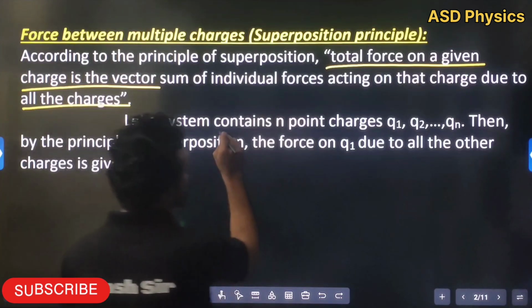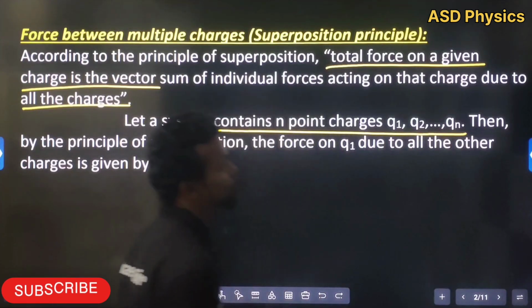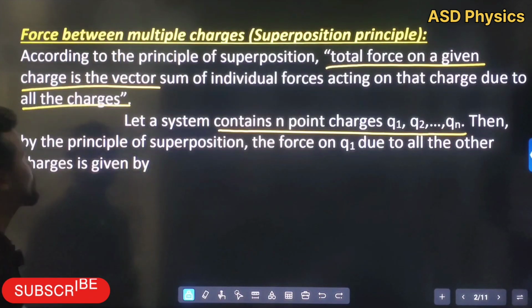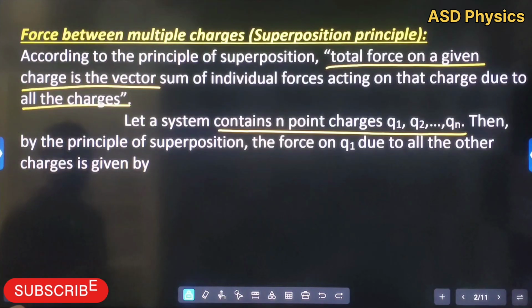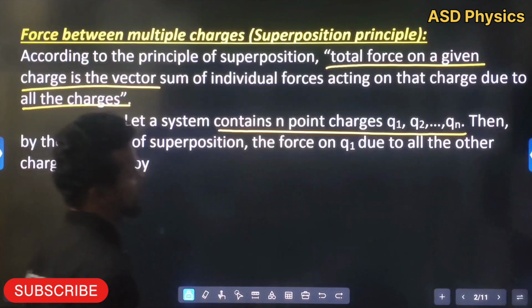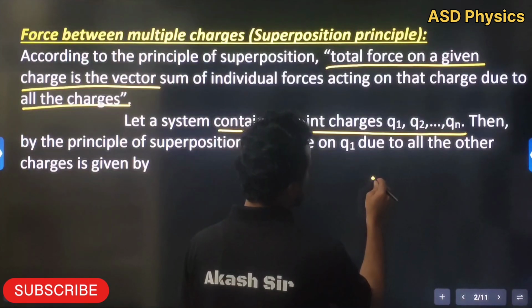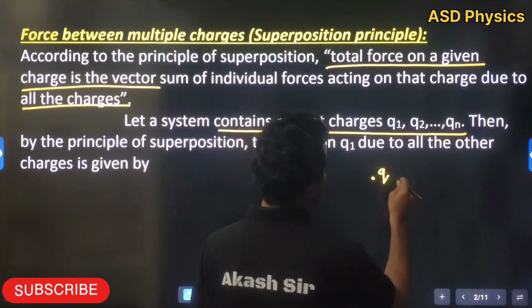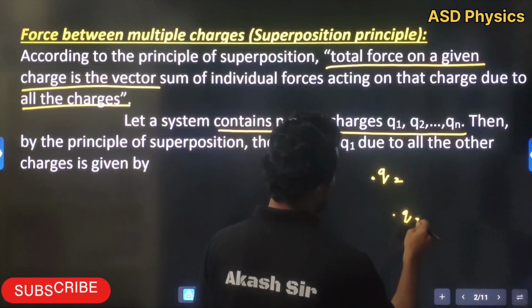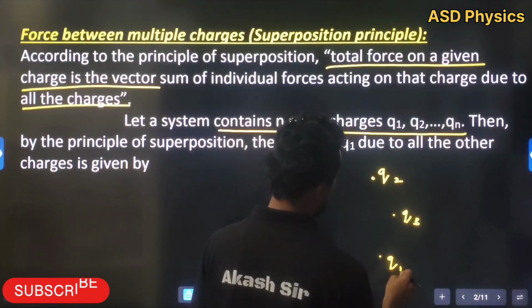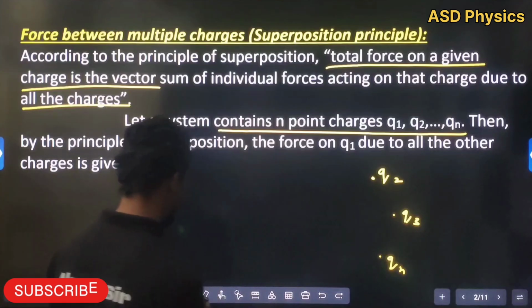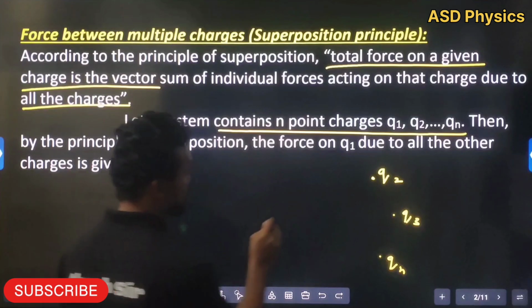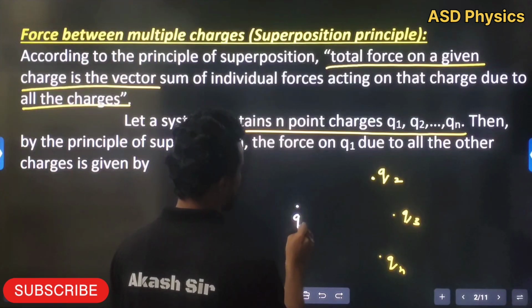Let a system contain n point charges q1, q2, and so on. Then by the principle of superposition, the force on q1 due to all the other charges is given here. So here I have taken q2, q3, and for example q4, q5, like this, and this charge q1 is here.